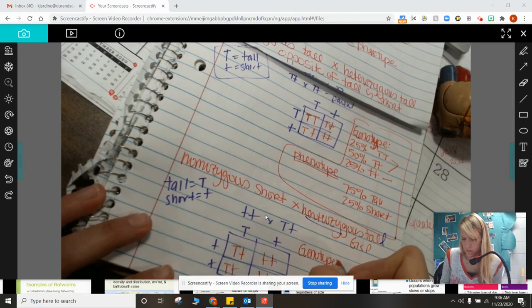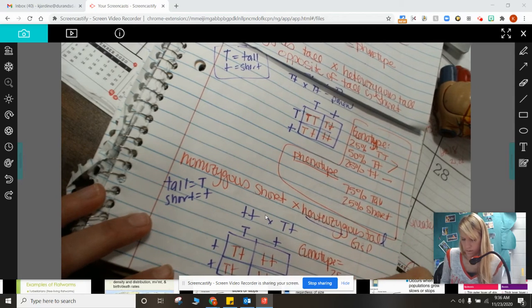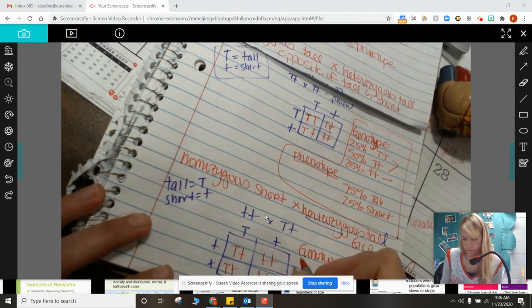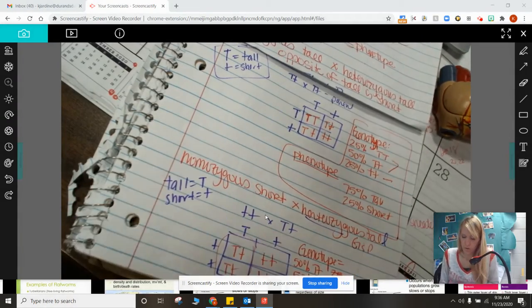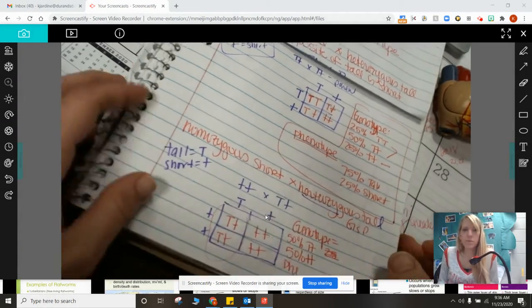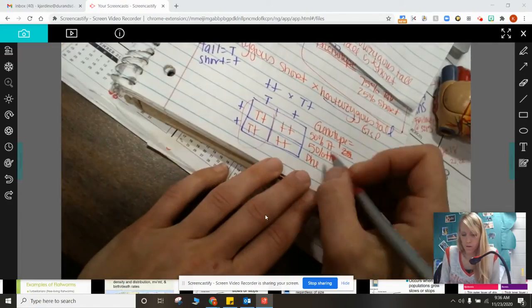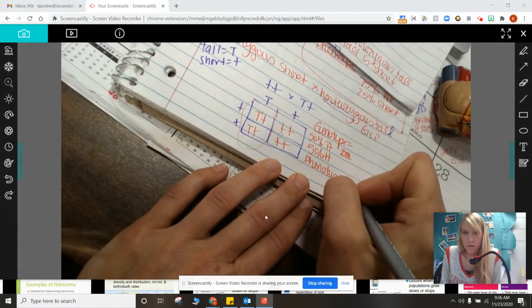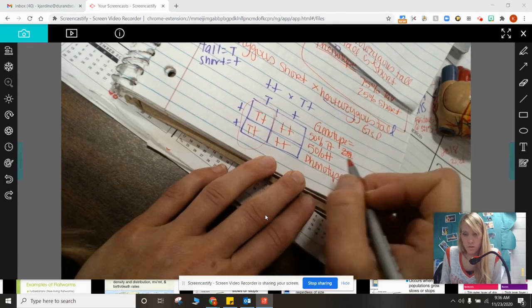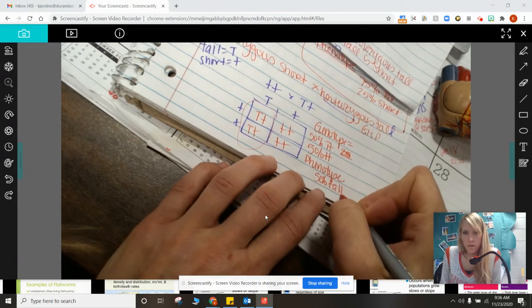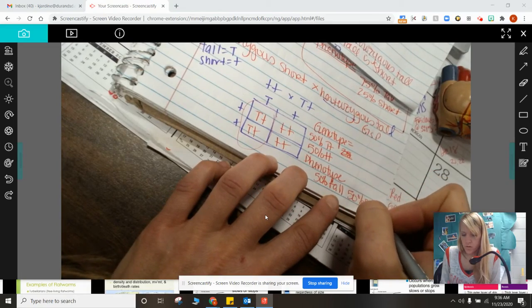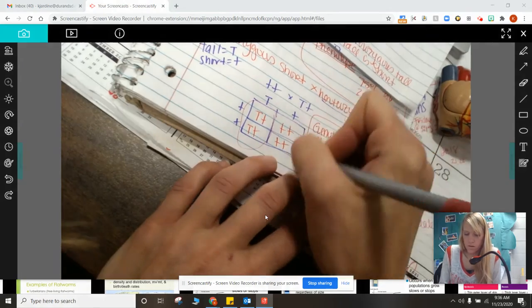Genotype equals 25. Nope. Look at that. 50% big T, little t, because we have this many. 50% little t, little t. That's the genotype. Phenotype. Oh, you can't even see my paper. I'm sorry. Phenotype equals 50% tall, 50% short. There. Is that what you got?